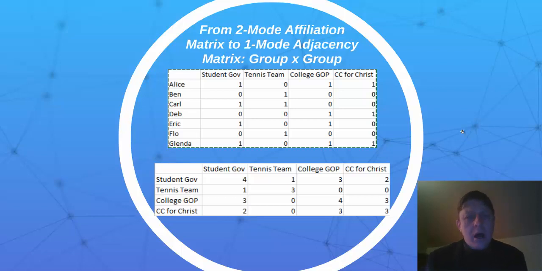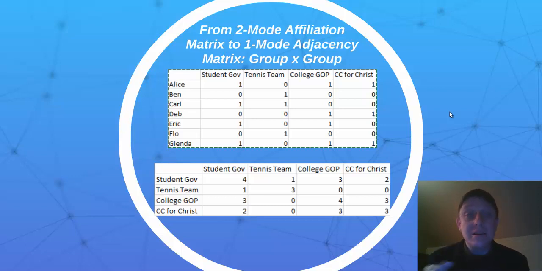Hey, good to know. What else do we have here? Is there any other strong tie? Oh, look. College GOP and student government, 3. Who are those members? Alice and Eric and Glenda. So the college GOP knows a lot about what happens in student government. It also knows a lot about what happens in the Campus Crusade for Christ. The student government and the Campus Crusade for Christ are a little bit less familiar with each other. They only have 2 members in common. Those 2 members are, can you find them?